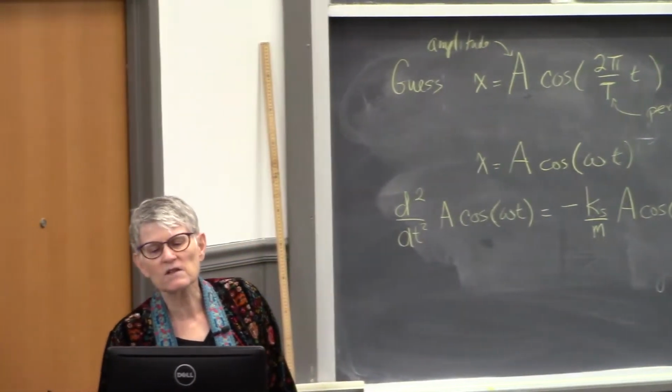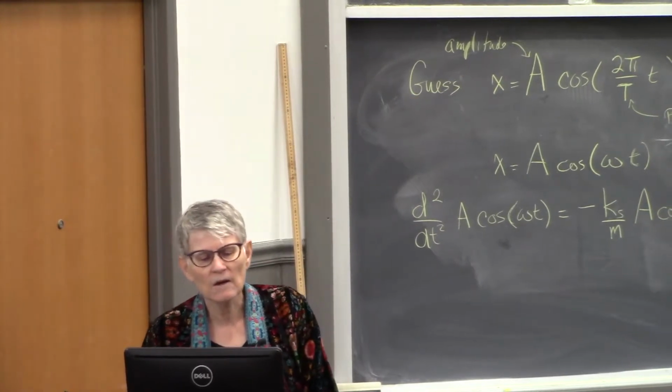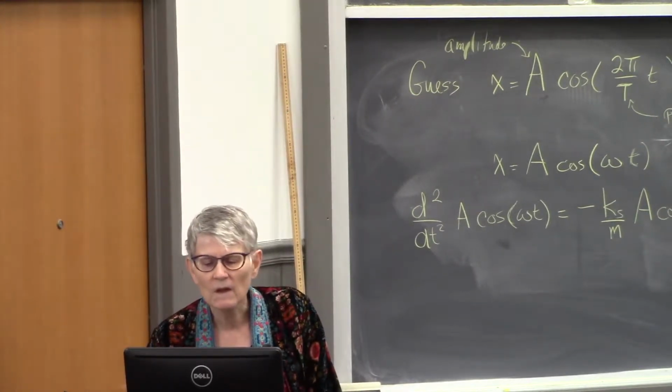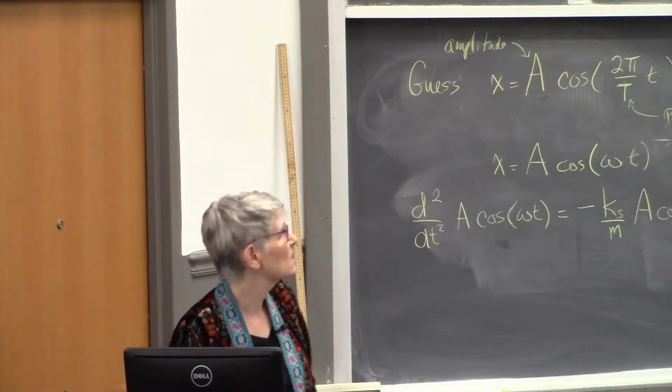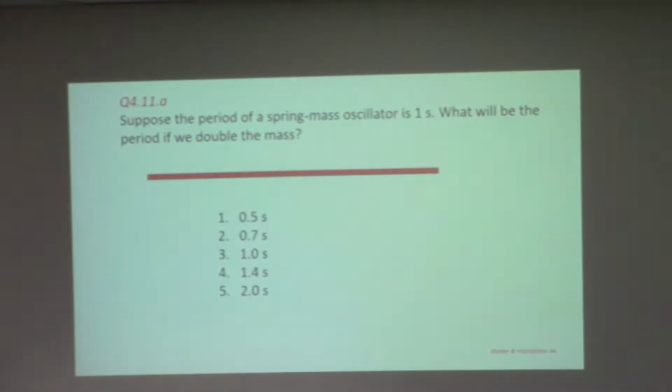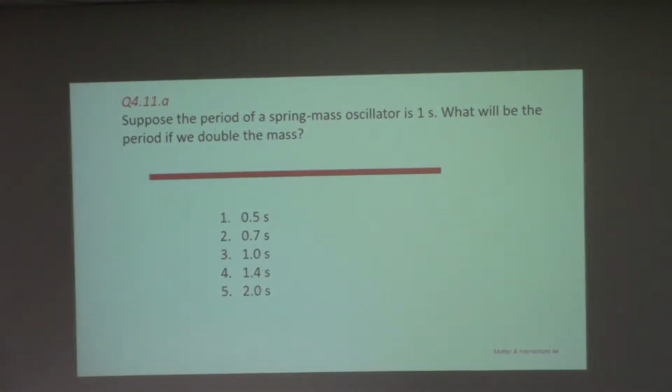Okay, so let's see if we can answer some questions. Suppose you have a spring mass oscillator whose period is 1 second, and what happens if you double the mass? What's the new period?